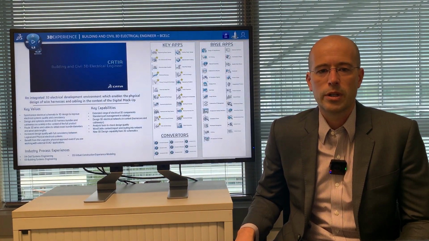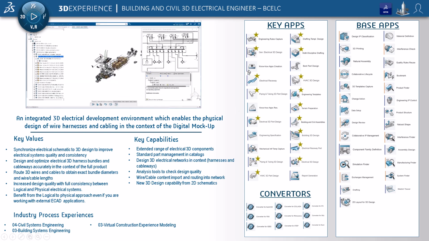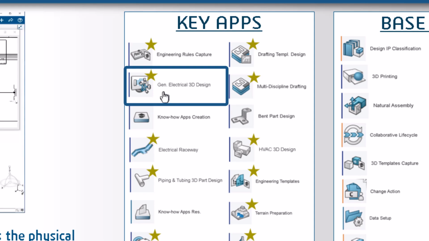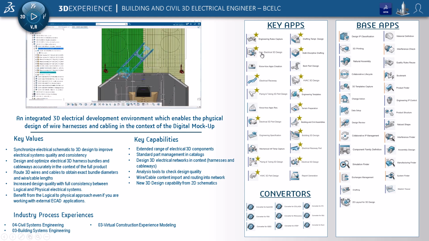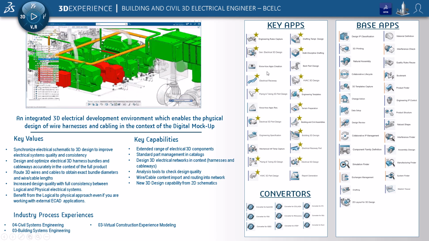And then finally, we'll look at the building and civil 3D electrical engineer. This role is similar to what we saw, except it includes the generative electrical 3D design capability to take an electrical schematic model and link it to the 3D geometry to automatically instantiate the electrical components. This role is named Building and Civil 3D Electrical Engineer.